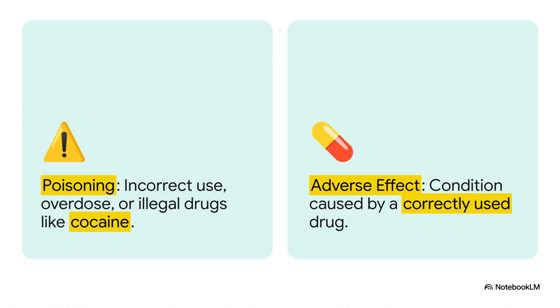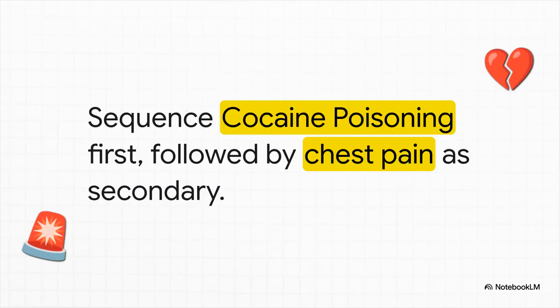And remember this golden rule: illegal drugs like cocaine, heroin, or unprescribed opioids always default to poisoning. Here's a perfect scenario illustrating this sequencing mandate. If a patient presents with cocaine-induced chest pain, the principal diagnosis must be sequenced as the cocaine poisoning first, followed by the chest pain as a secondary diagnosis. Properly distinguishing between these overdose scenarios versus uncomplicated acute withdrawal is one of the biggest targets for payer audits, so we have to get it right.